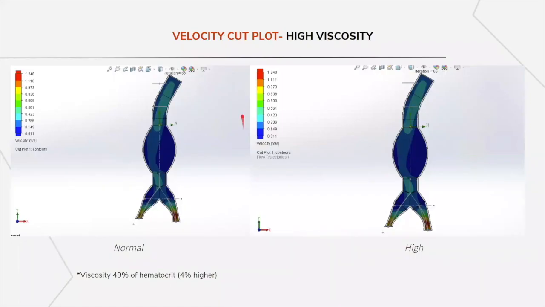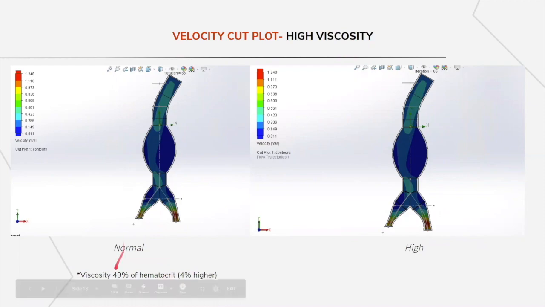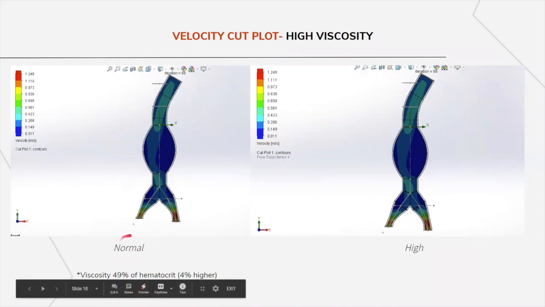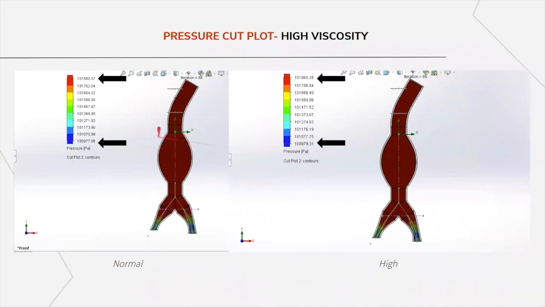We did this study again, but with a high viscosity now, and we see here, and we will see in the next slides, the comparison between the normal and the high viscosity. The normal viscosity was with 49% of the hematocrit, and for the high viscosity, we increased the hematocrit by 4%. We see that the values of velocity didn't change a lot, and the patterns are basically the same.